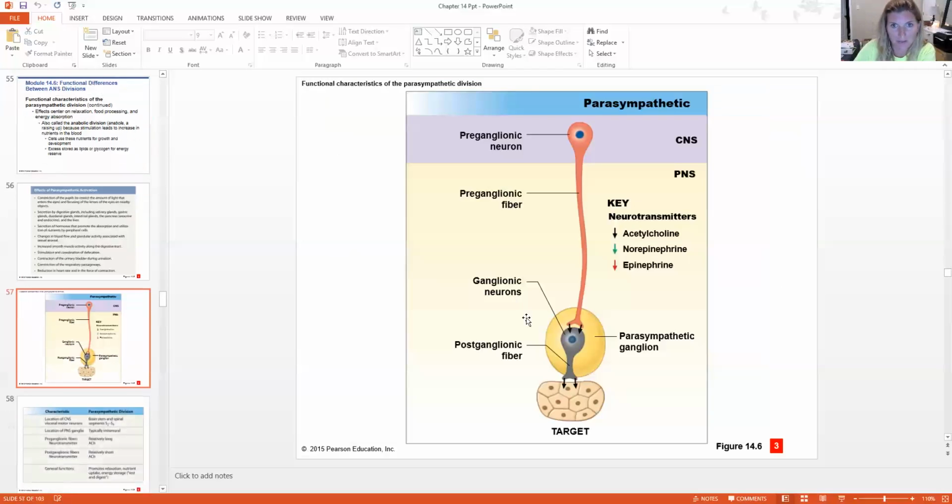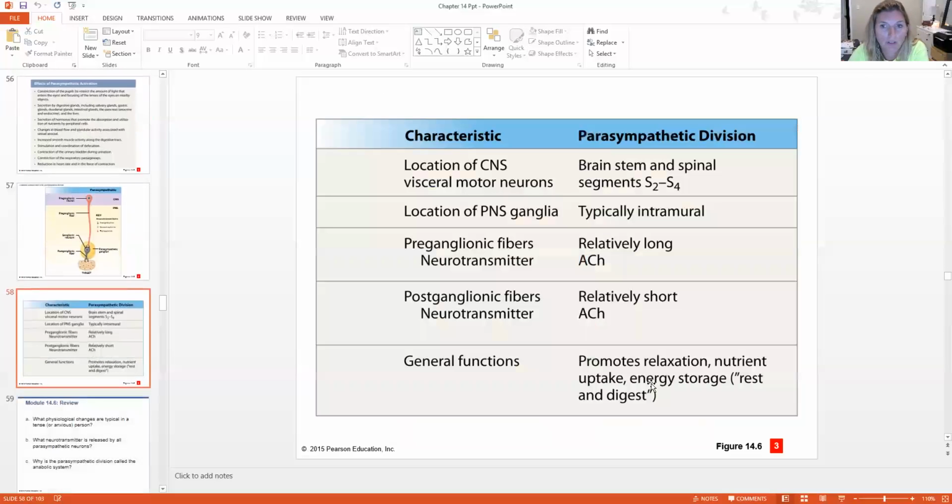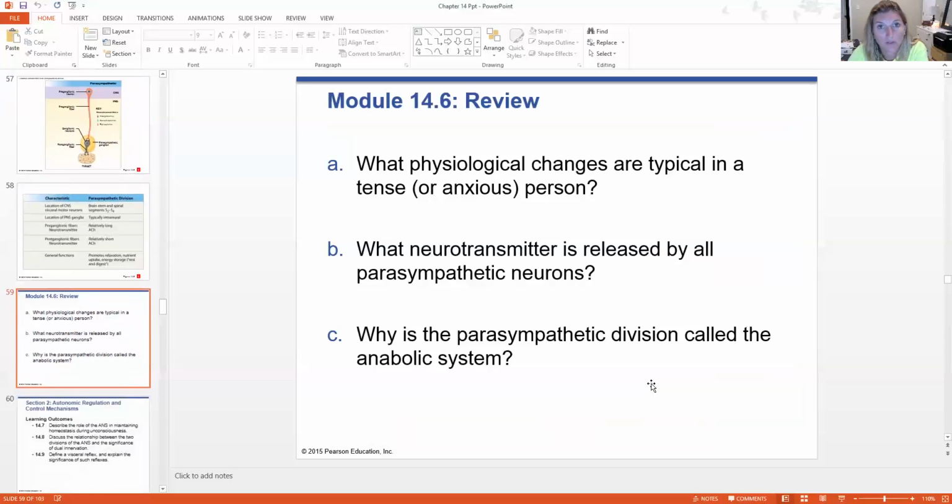Here you see the parasympathetic structure: preganglionic neuron in the central nervous system, either from a cranial nerve or sacral nerves, preganglionic fiber going out to intramural ganglia or our target tissues, parasympathetic ganglion, just synapsing with our target tissue through the postganglionic fiber. Here are the general characteristics of our parasympathetic division. You can pause the video here and answer these 3 questions.